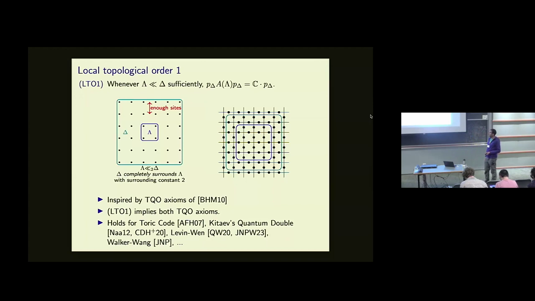This property holds for toric code, Kitaev quantum double, Levin-Wen, and Walker-Wang in upcoming work, like every nice thing that you know about, nice meaning a 2+1D commuting projector model. It satisfies this. Great.